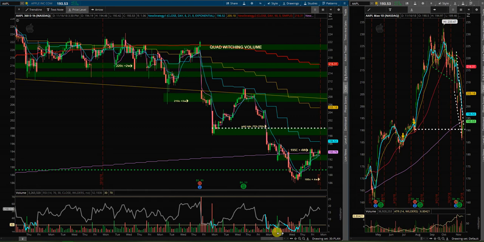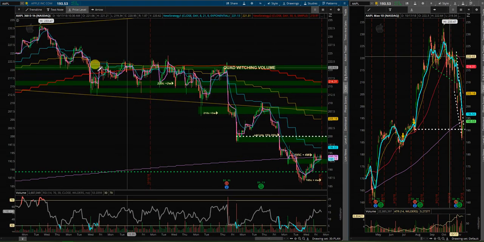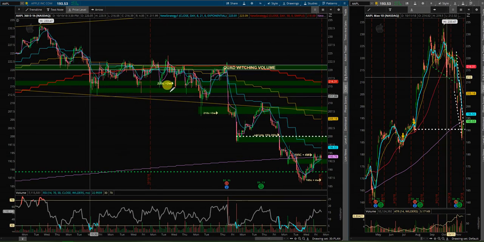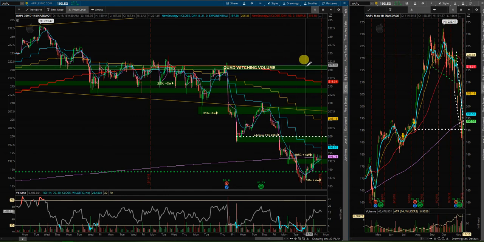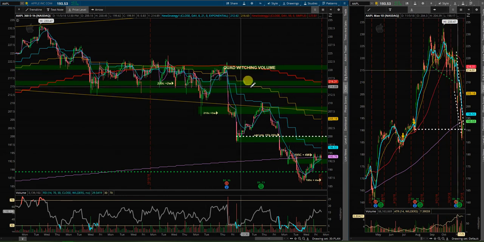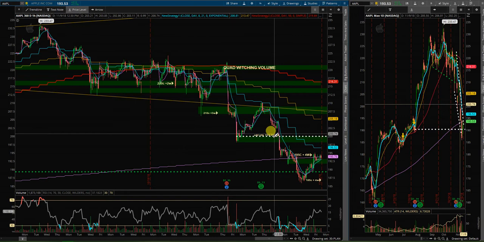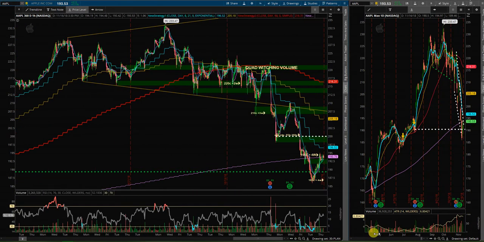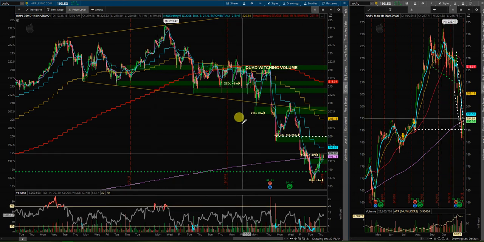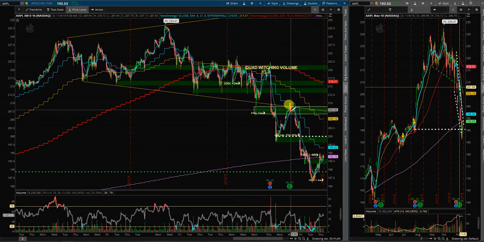So all these green levels is where volume came in. Still have the quad witching volume way up here at 220. Volume started coming in at these levels as well, and the new ones that have been put in down here. So this could be potential distribution in Apple, basically a top, or at least to confirm a top is in.